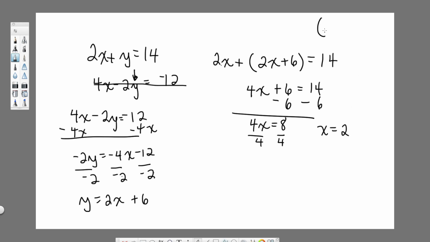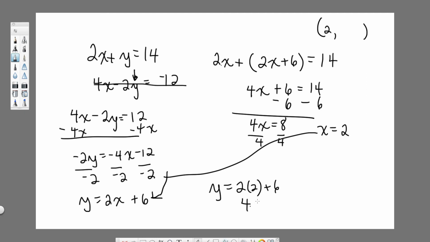Oh, I think that was the answer the last time I worked it. If I put it back in down here, y equals 2 times 2 plus 6. 2 times 2 is 4, plus 6 is 10. I got exactly the same answer. So you can see that no matter which one you solve for, you should be fine if you don't make an arithmetic mistake.